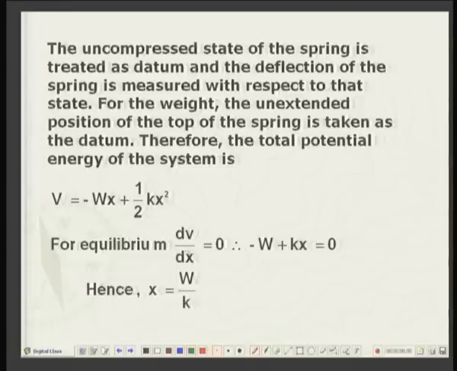Then for equilibrium, dV by dx is equal to 0, and that will give me minus W plus k x is equal to 0, and hence x is equal to W over k. A very simple problem, but it illustrates all the points, that is the total potential energy of the system comprising the weight and the spring is the contribution of the weight and the contribution of the spring. And then you simply take the slope or derivative and set it equal to 0, that will give you the equilibrium compression of the spring, W by k, simple.